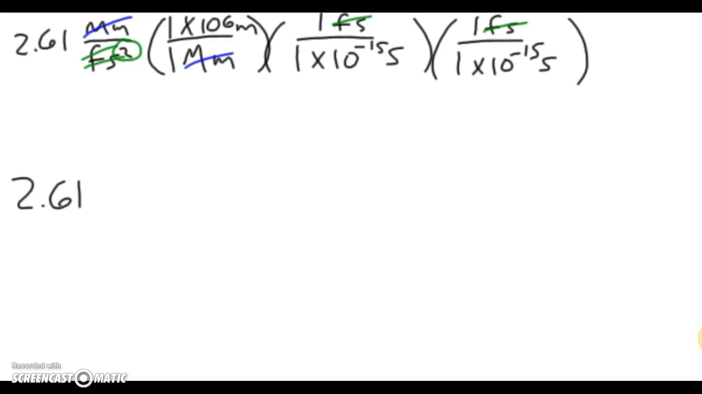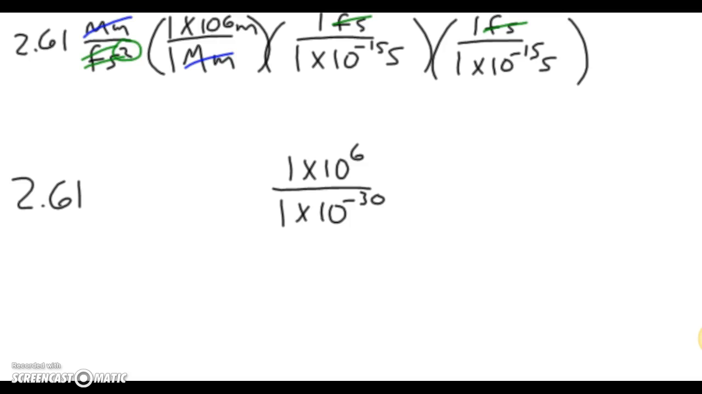Basically times 10 to the what. So in the numerator, we have 1 times 10 to the 6th times 1 times 1. That leaves us with 1 times 10 to the 6th in the numerator. And then in the denominator, we have 1 times 10 to the minus 15th times 1 times 10 to the minus 15th. When you have times 10 to whatever, and you're multiplying two values, you add those exponents. So we end up with 1 times 10 to the minus 30 in the denominator.